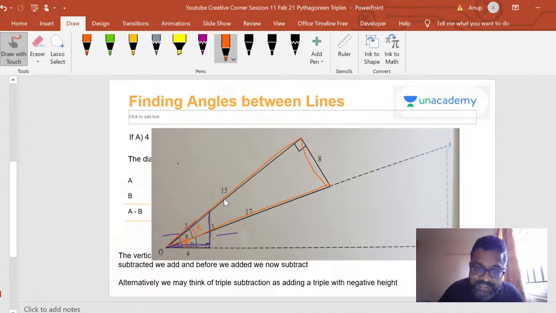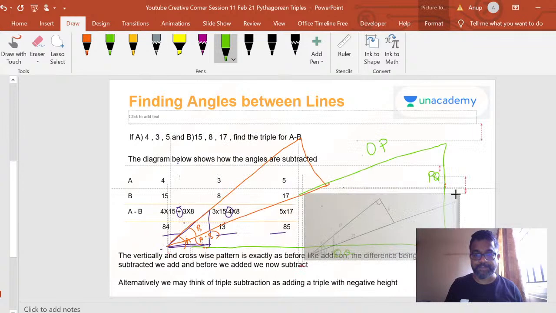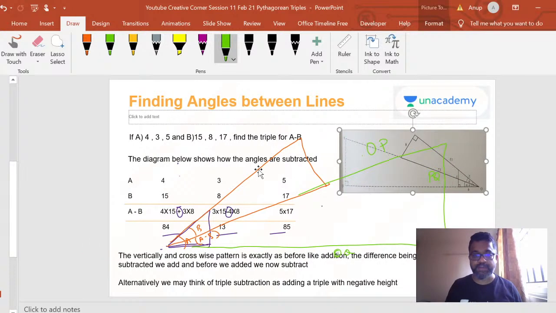Now if we want to find this side, obviously it will be A minus B, so you need to subtract the two triples. That's what I'm saying. What are you trying to find out? You're trying to find out these sides: OQ, PQ, and OP. These three green sides. Simply by subtracting these two triples, you will get this. And that's how we have done this problem, by doing a simple subtraction.